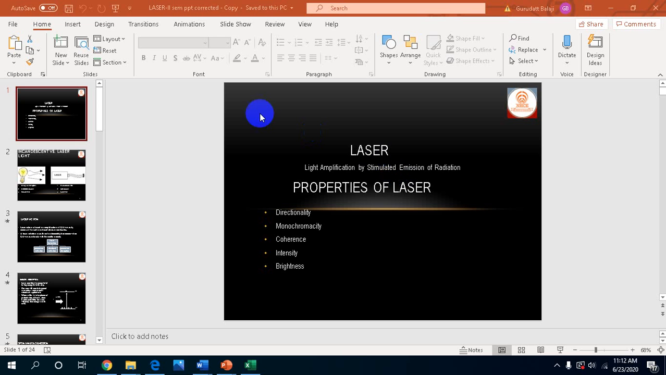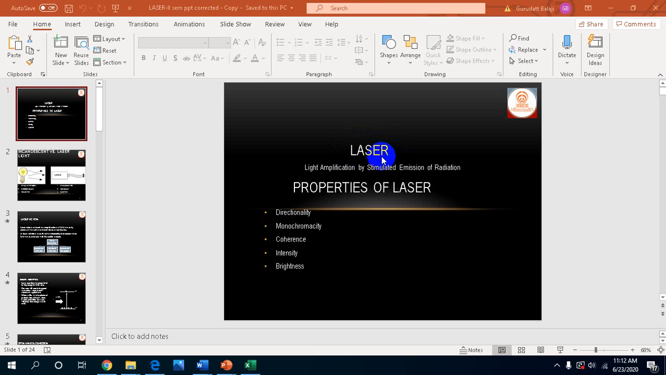Hi, we are going to learn about the third module of our syllabus called lasers and optical fibers. So what is this laser? What is the acronym of this laser? L stands for light, A for amplification, S for stimulated emission and R for radiation. So light amplification by stimulated emission of radiation is the full form of the laser.